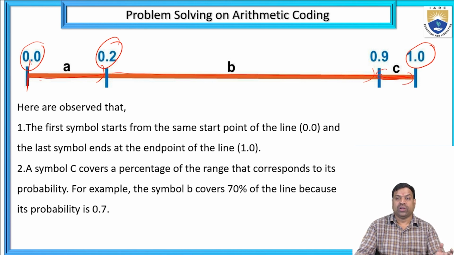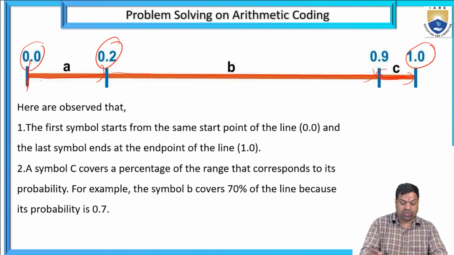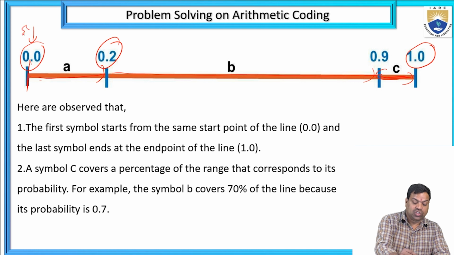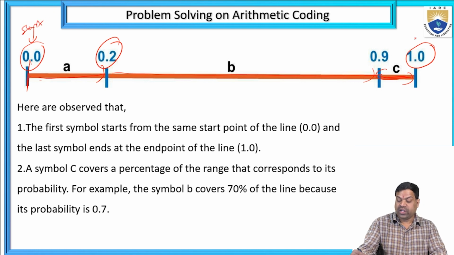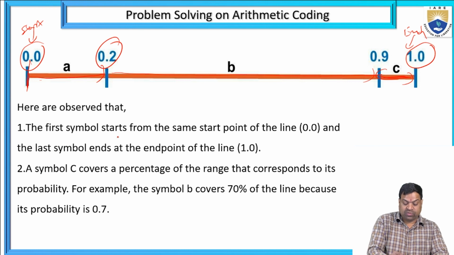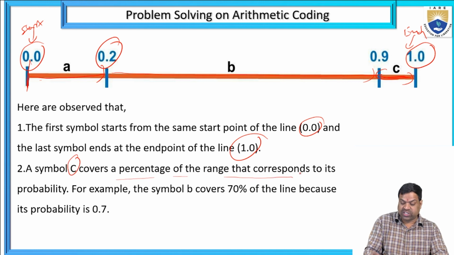What we observed from the input values to the output values is that the first symbol starts from the start point of the line, 0.0, and the last symbol ends with the end point of the line, 1.0. A symbol C covers a percentage of the range, equal to the percentage of the symbol.